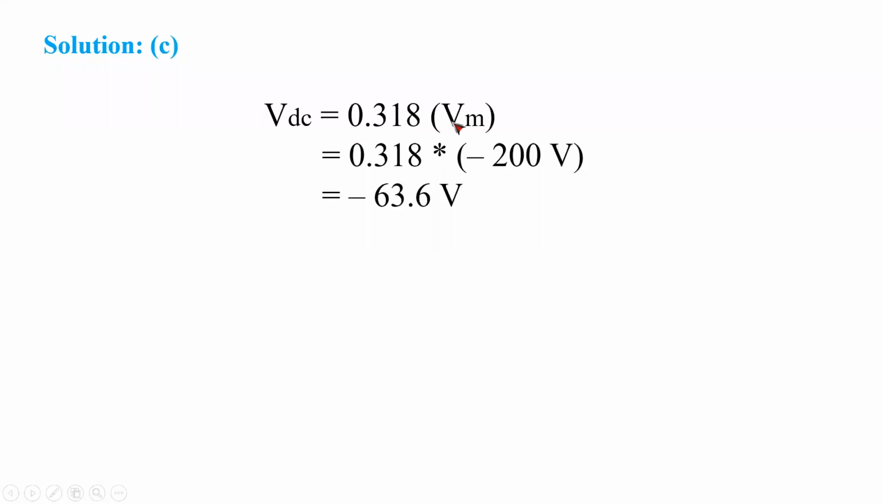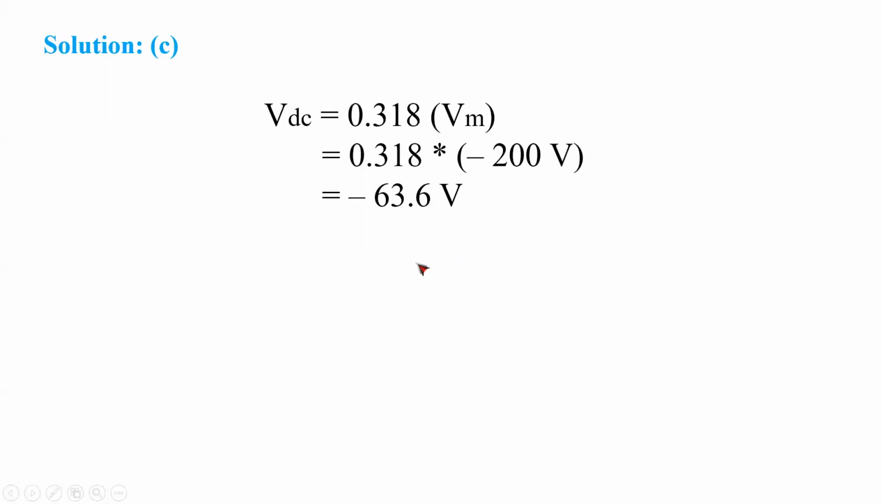For ideal diode, your VM is minus 200. Obviously, you can put the minus in front of 0.318, and you should put the minus in front of 0.318, right? That will be more appropriate. 0.318 into VM, 0.318 into minus 200, or you should put the minus in front. That means minus 63.6 volt. That is when you use ideal diode.